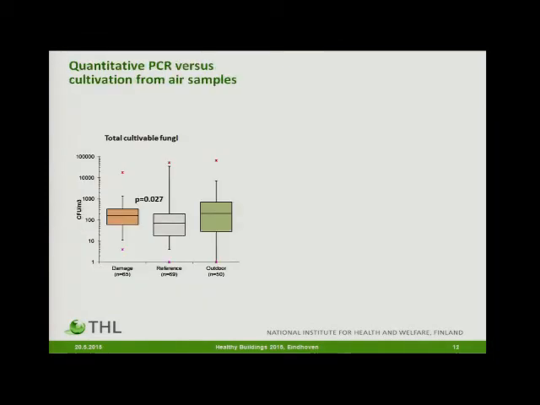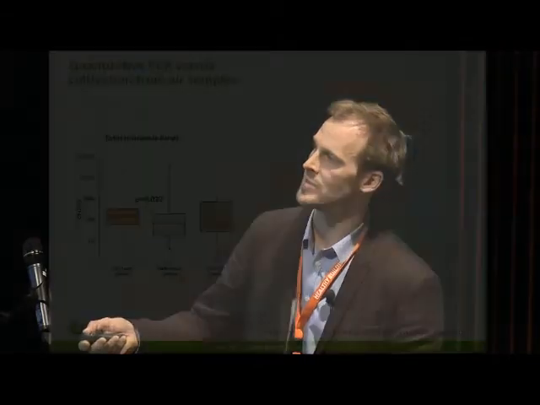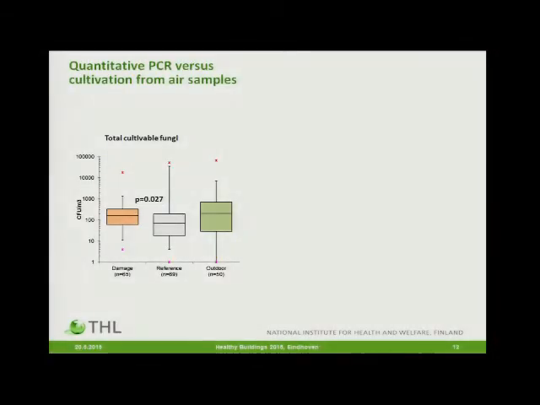And what we see is, now we're looking at indoor samples from damaged homes, indoor samples from reference homes, and outdoor samples. And this is now total cultivable fungi. We do see there is a difference. We can differentiate to some extent, and this is the 25, 50, 75 percentile. So we can differentiate somewhat, but there is quite a bit of overlap.